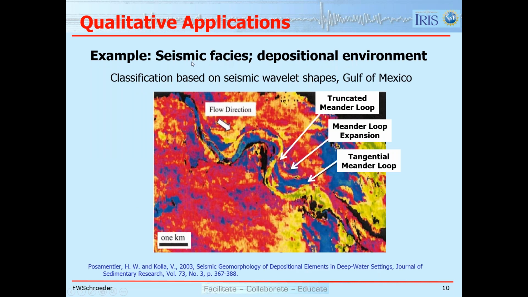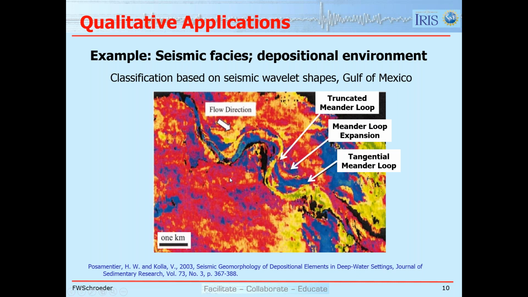Another qualitative application is to do seismic facies or seismic texture. In this case, and this is an example that Passementir and Kola published in 2003, Henry is known throughout the industry for seismic geomorphology. This is one of his earlier examples. What you do in this case is you tell the software what window you want to analyze and how many different classes you want the computer to come up with.